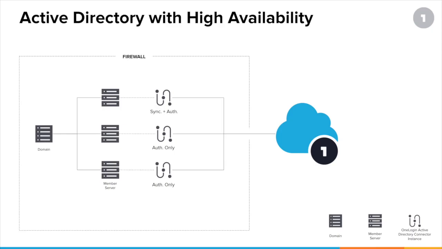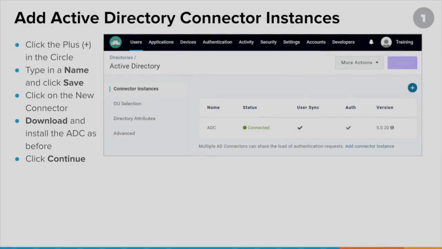Thus, the authentication process is load balanced between the instances, but the sync process is dependent upon you enabling that auto sync failover option, remember, on the Advanced tab for the Active Directory connector. That will ensure that if that one server that's handling the sync goes down, its job will automatically be failed over to another available instance. So, how do you add a new ADC instance?